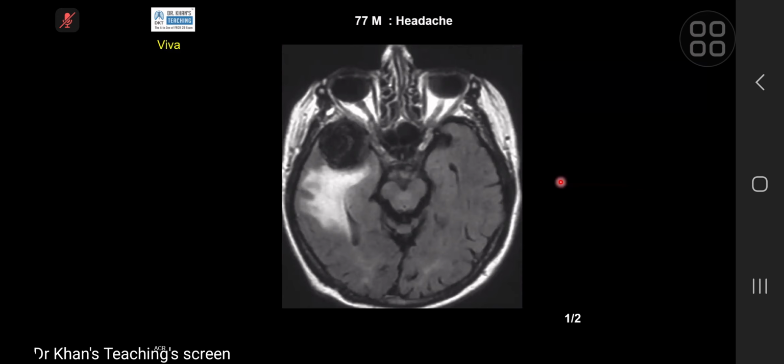Giant aneurysms. This was a giant aneurysm. Please remember that giant aneurysms will always give you bizarre signal intensities on MR. And usually they will start from an MR.